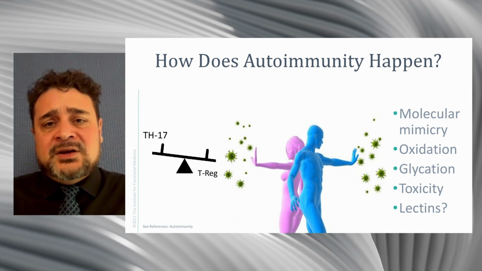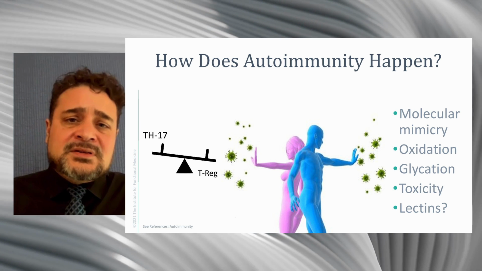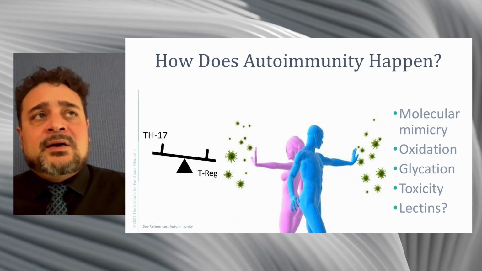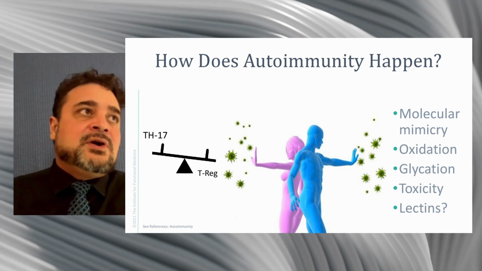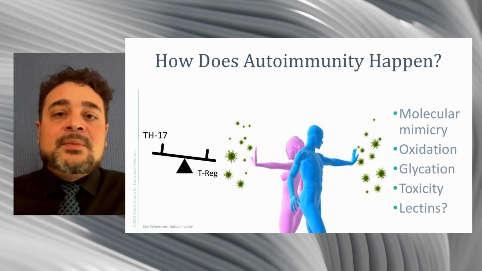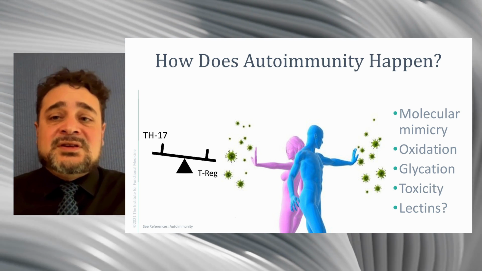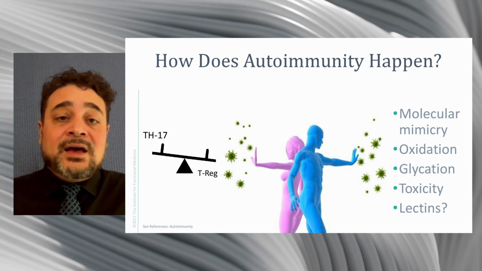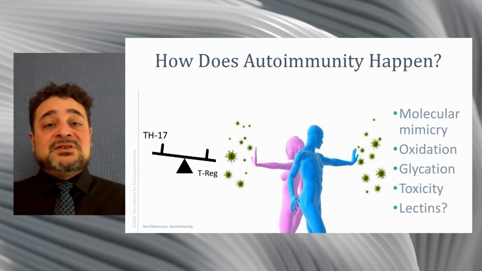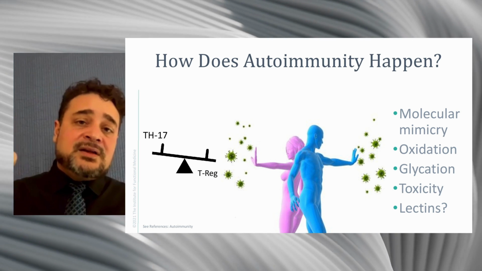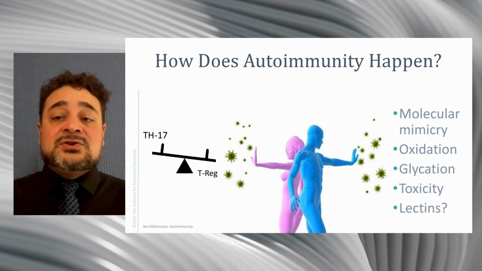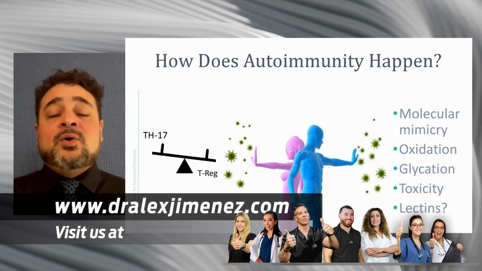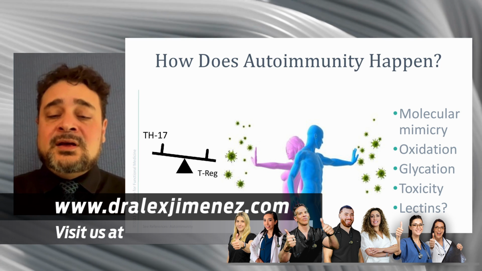Think about our autoimmune patients. Think about people with lupus. Think about people with thyroid, with Graves or Hashimoto's. Think about all of the autoimmune conditions out there. What causes autoimmunity? Why does it happen? Well, when T helper 17 goes up and Tregs go down, that increases your chance of autoimmunity. But what then causes autoimmunity?